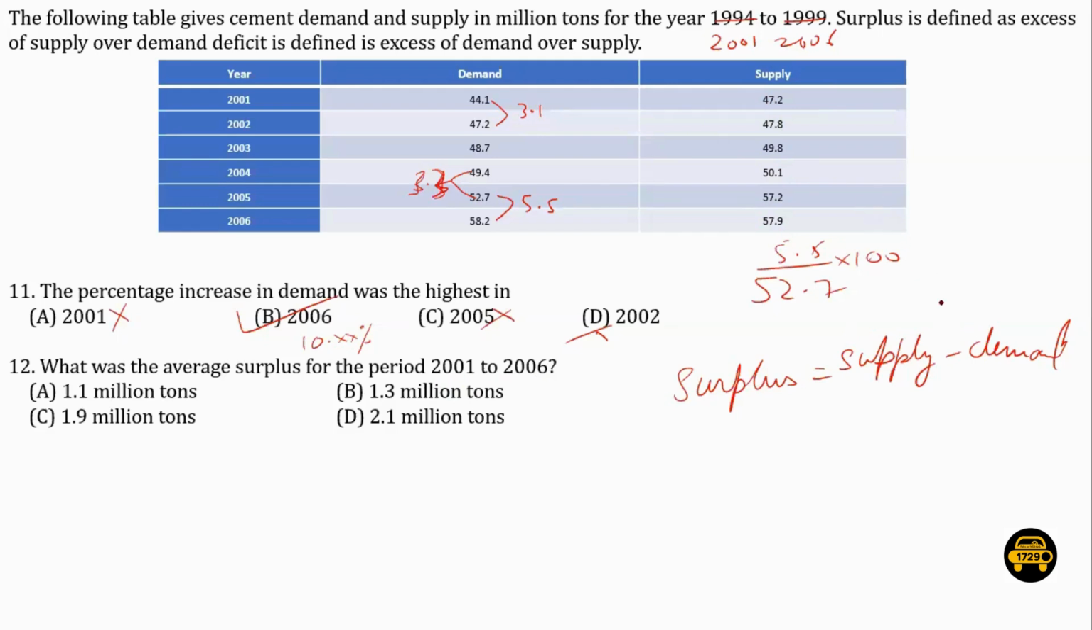In the year where demand is more than supply, the difference will come out to be negative. But that doesn't matter, because we have to find the average surplus, and the formula for average surplus will be total supply minus total demand divided by the number of gaps in the period. So 2001 to 2006, the gap is of 5. There will be 5 different periods in this duration. So let's calculate it.